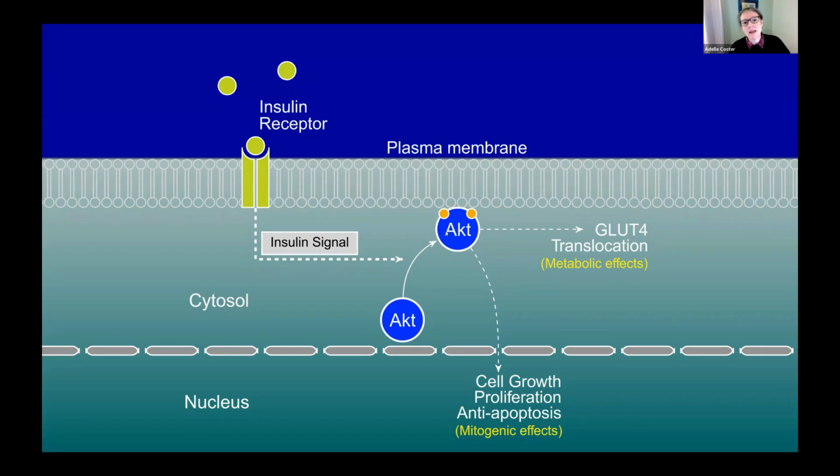Now, that activated AKT then signals downstream. So the metabolic effects, like transporters for glucose being moved around in the cell, happen, and that's one of the things I'm particularly interested in. But activated AKT also has huge signaling effects on cell growth, proliferation, anti-apoptosis, or stopping cell death, and these are known as mitogenic effects.